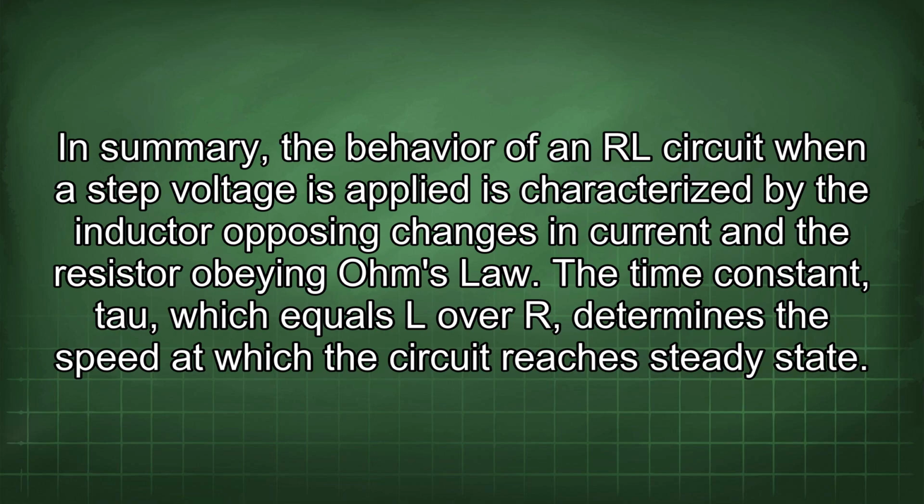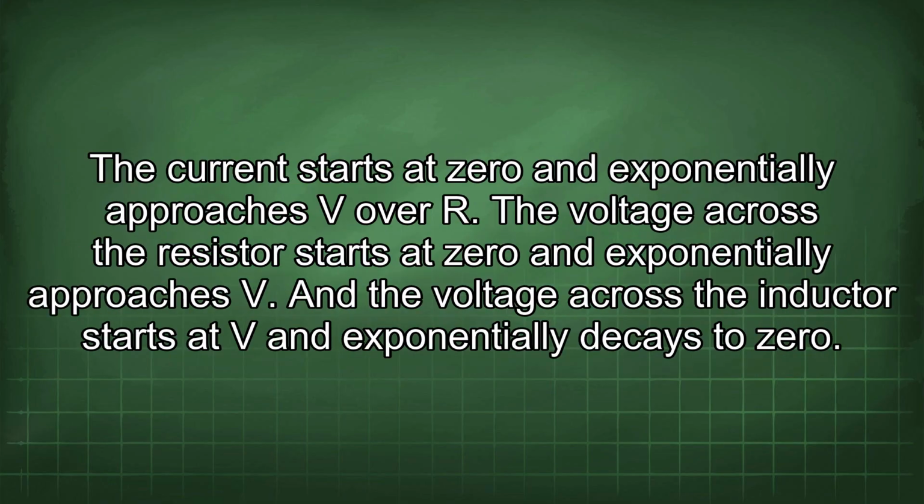The time constant tau, which equals L over R, determines the speed at which the circuit reaches steady state. The current starts at 0 and exponentially approaches V over R. The voltage across the resistor starts at 0 and exponentially approaches V, and the voltage across the inductor starts at V and exponentially decays to 0.